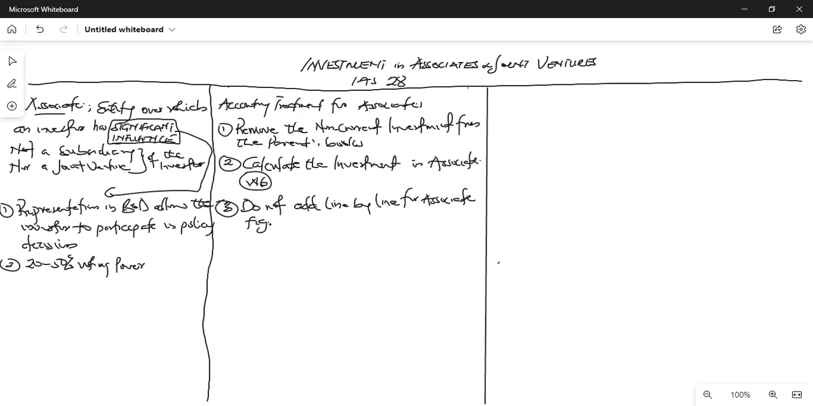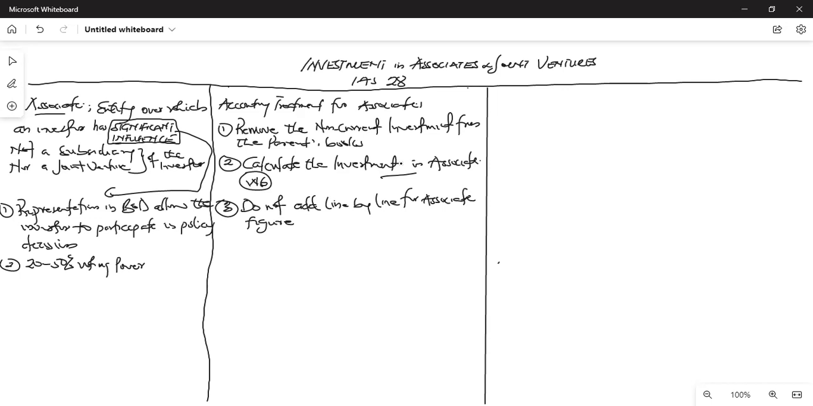Figures: the way we do the P&L, if it is mid-year, let's say 6/12, we multiply it and add it to the parent's own to get the final figure. But here you don't do all this. All you need to do is to calculate your investment in the associate. That is all that you need.